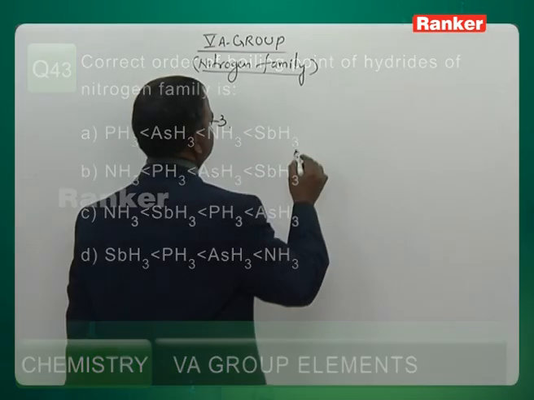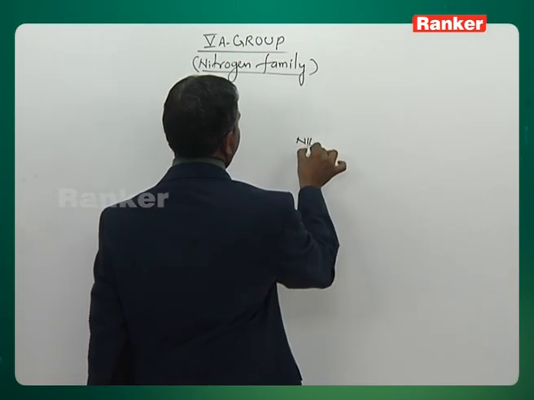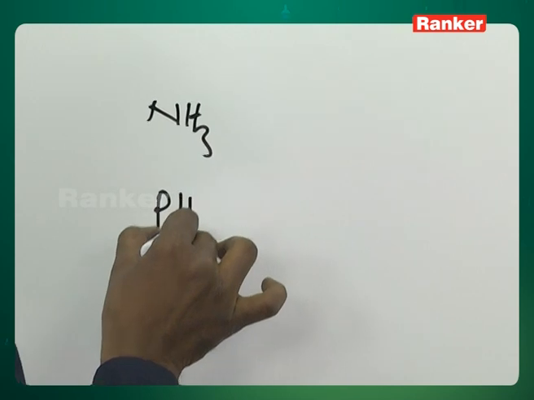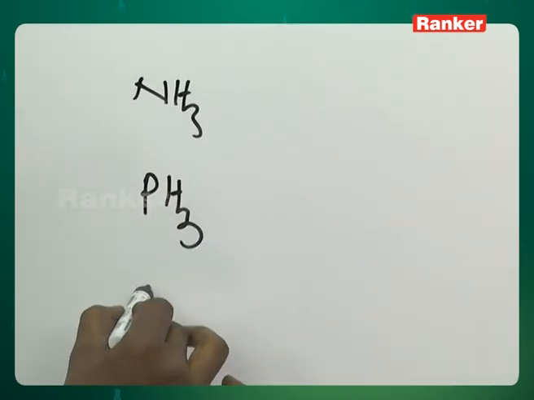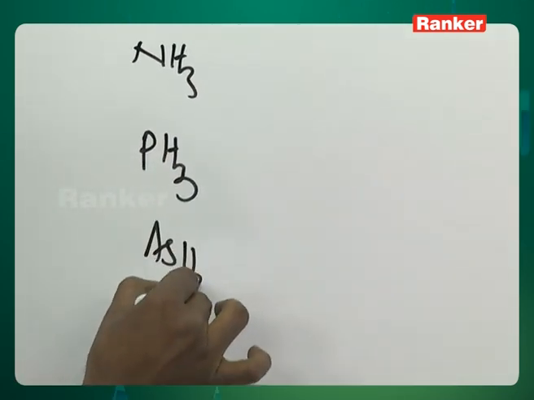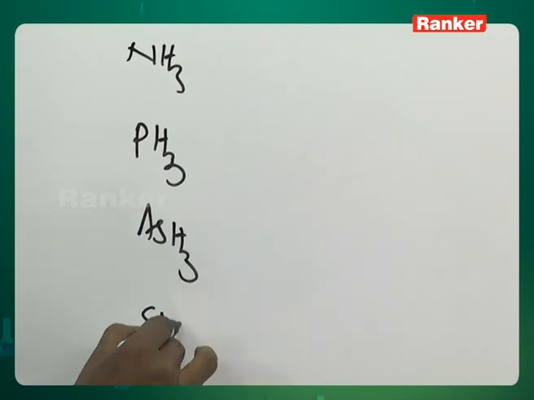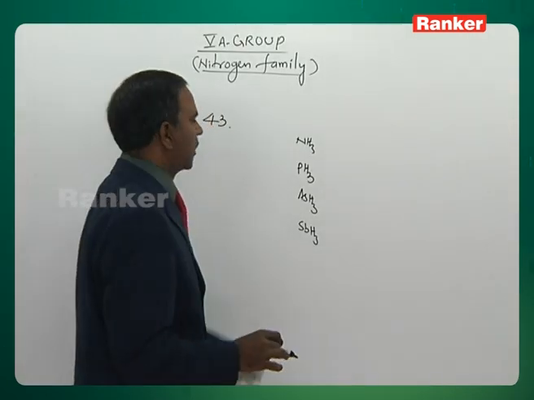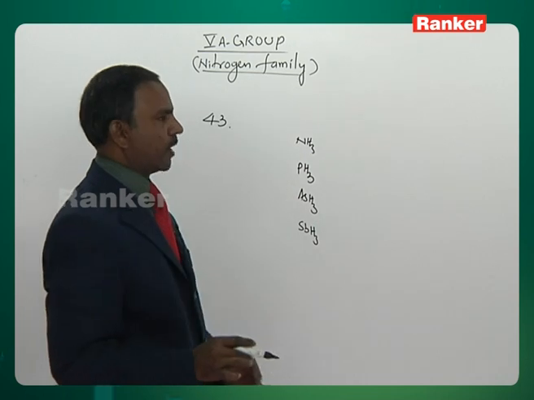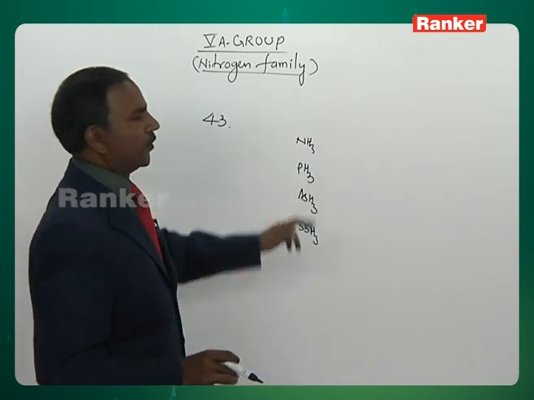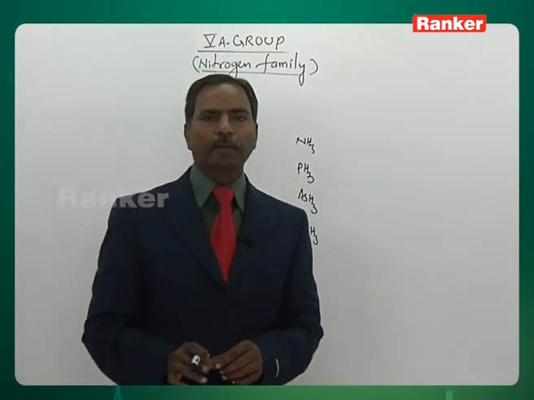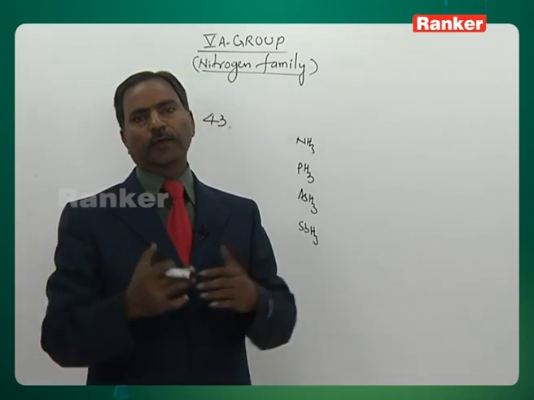To talk about this, NH3, PH3, AsH3, SbH3. Ammonia, phosphine, arsine and stibine. Generally, ammonia should possess a greater boiling point because there is actually hydrogen bonding.